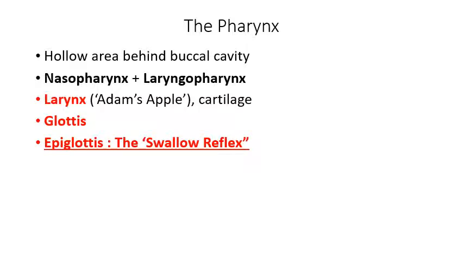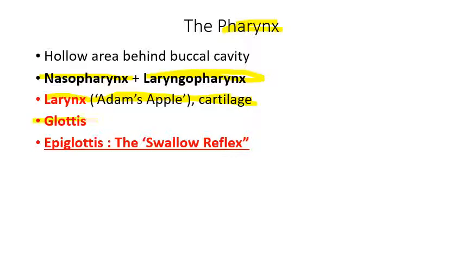All right, now the area behind, sort of back in the throat. If you look at the hollow area behind the buccal cavity, it is referred to as the pharynx. And we sometimes divide it into the nasopharynx versus the laryngopharynx. Laryngeo refers to the larynx, which is commonly called an Adam's apple. It's a lump of cartilage that you can see in your neck on the front of your throat.